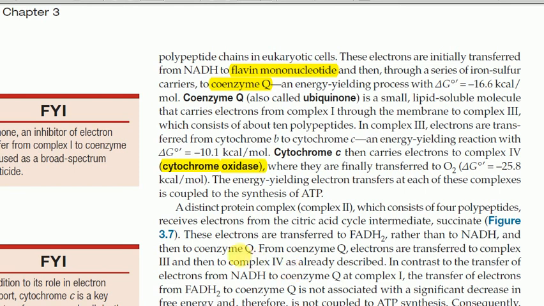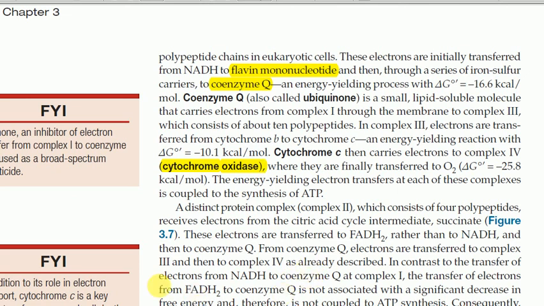Kwa unaona kutoka kwenye coenzyme Q anaenda complex 3, complex 4 is already described. Manake process ni different kutoka huku juu ambako kulikuwa kuna flavin mononucleotide, in contrast to the transfer of electrons from NAD to coenzyme Q at complex 1. Kwa hiyo FAD haipiti kwenye complex 1.